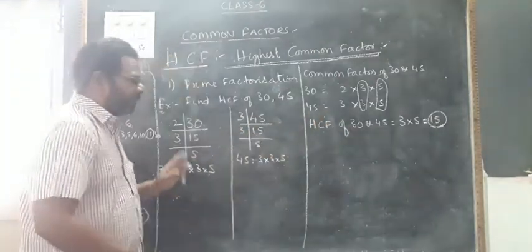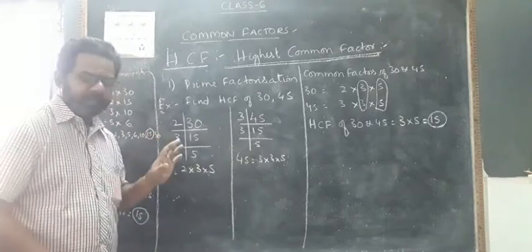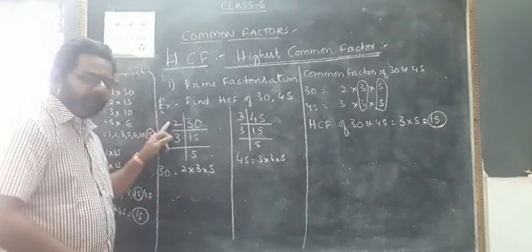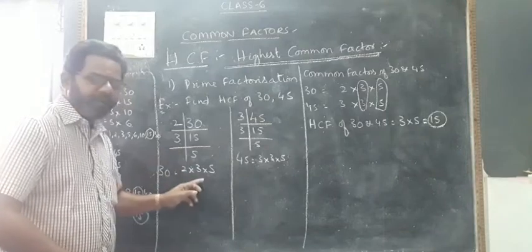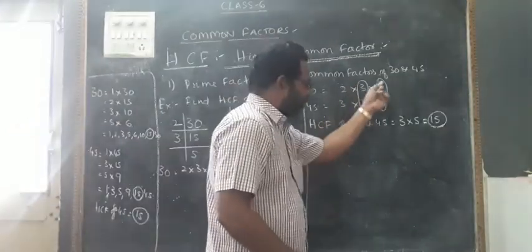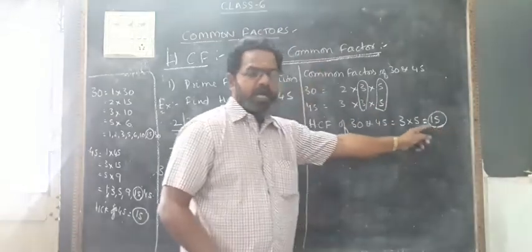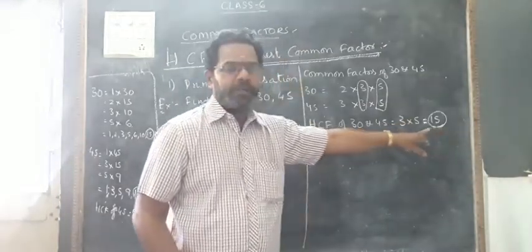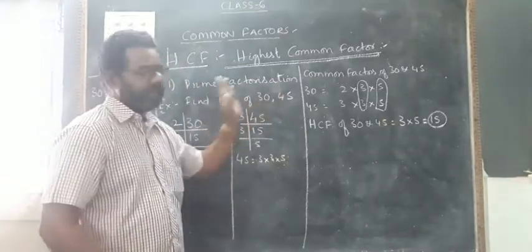In the prime factorization method, the factors are prime numbers only. Starting with a prime number, we have to keep dividing until we end with a prime number, and find the factors. All these factors we have to write like this. Then we write the common factors, and the common factors should be multiplied and we get the highest common factor. Understand? This is called the prime factorization method.